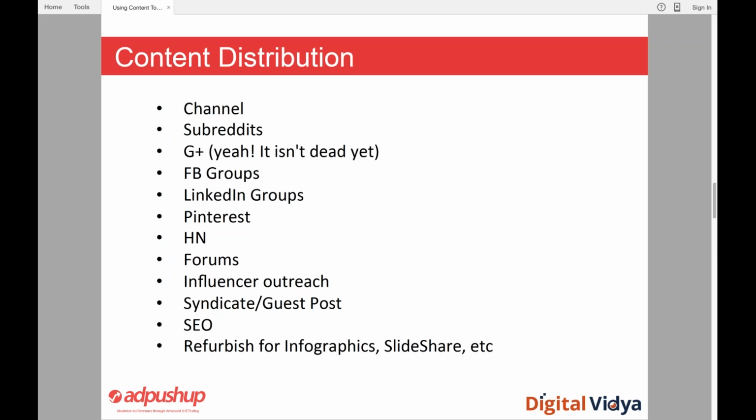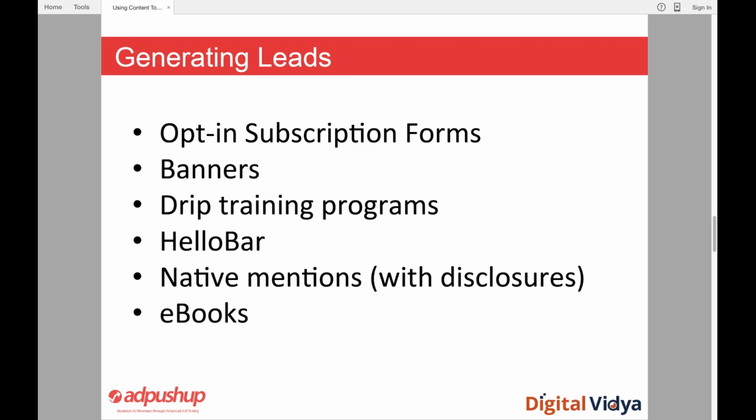Now, let's say you have a good buyer persona, you have created great content, you're working well on the distribution. The next step is how can you translate that traffic into leads for your sales team. And there are various ways. Now, this is the easy part. Once you've created the content, once you've taken care of the distribution, this is actually the easy part. Because all you need to do is put some banners, create some drip training programs, which is basically email based, put a hello bar, and I'll show you some examples, create an ebook to collect these leads.